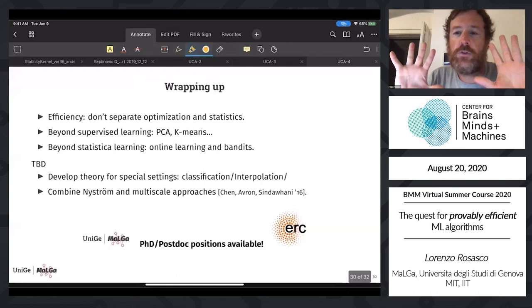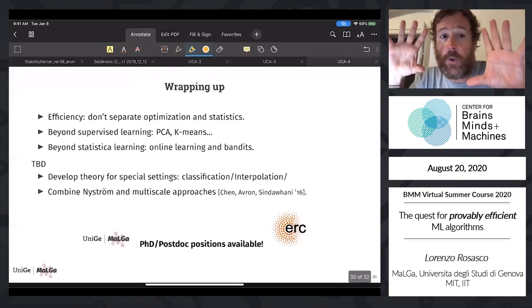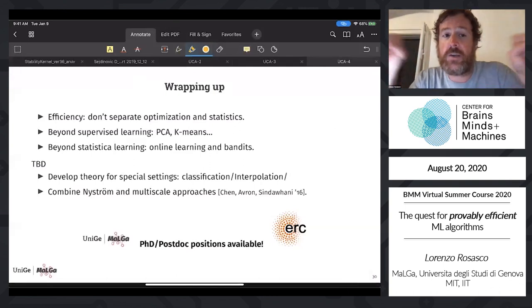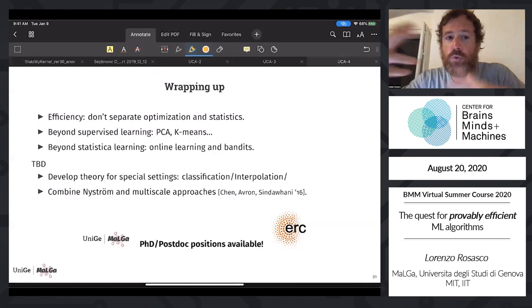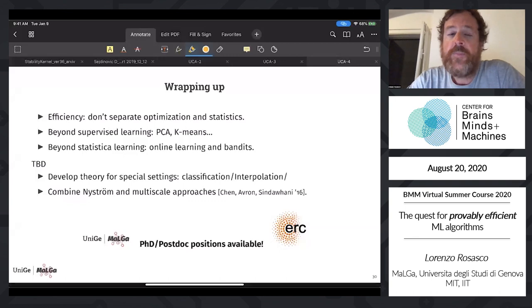I guess the main point I wanted to try to say is that a way towards efficiency is don't separate, do a theory that takes into account optimization and statistics and approximation all at once, okay? Here I just showed you some basic ideas, but this can be made precise and rigorous and be extended beyond supervised learning and beyond statistical learning, for example, in online learning, sequential prediction setting and bandit setting.